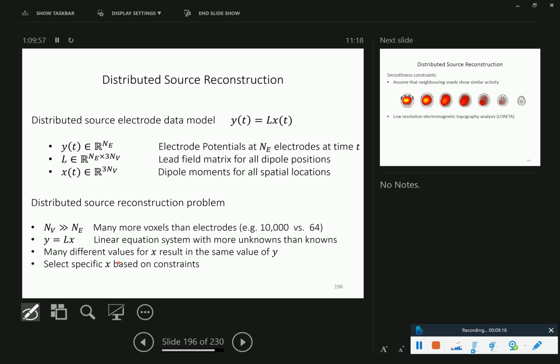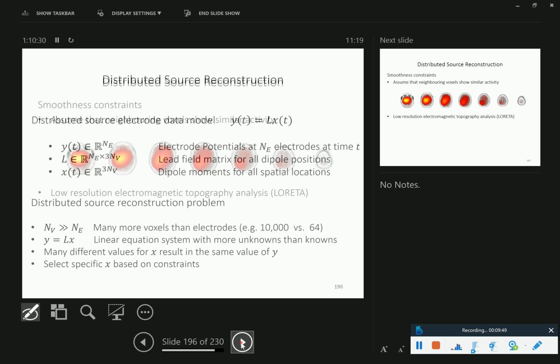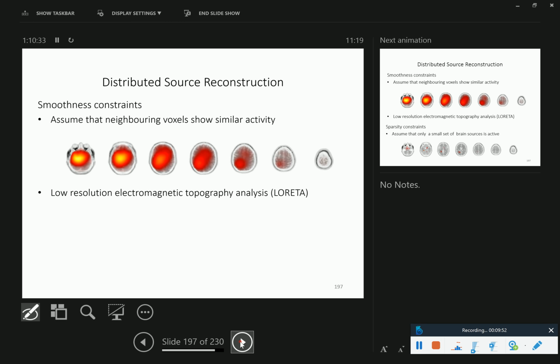So one example is that you always add a regularization term to your objective function. You try to minimize the deviation between your prediction, based on a certain setting of x, and the data y, while at the same time also minimizing the norm, so the overall activity of the dipoles. This is the kind of formal level that we're pushing that to.